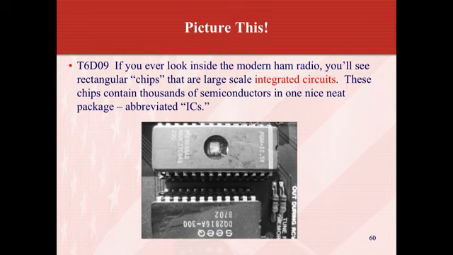If you ever look inside a modern ham radio, you'll see rectangular chips that are large-scale integrated circuits. These chips contain thousands of semiconductors in one nice, neat package, abbreviated ICs. Those two almost look like outdated ICs these days. They're called dual inline package ICs, the traditional type that came out back in the 70s and 80s, but now ICs look a lot smaller.